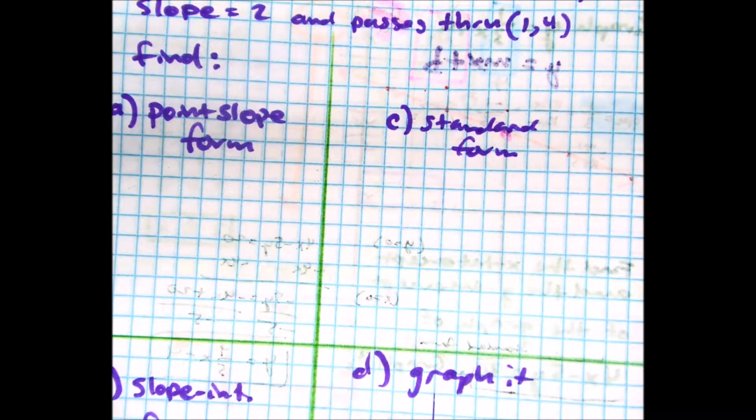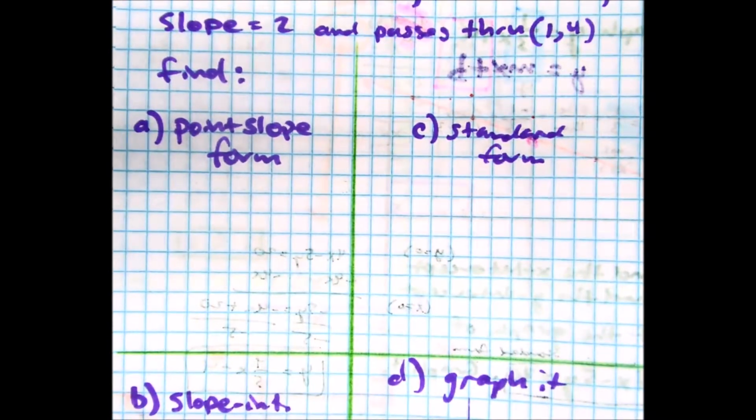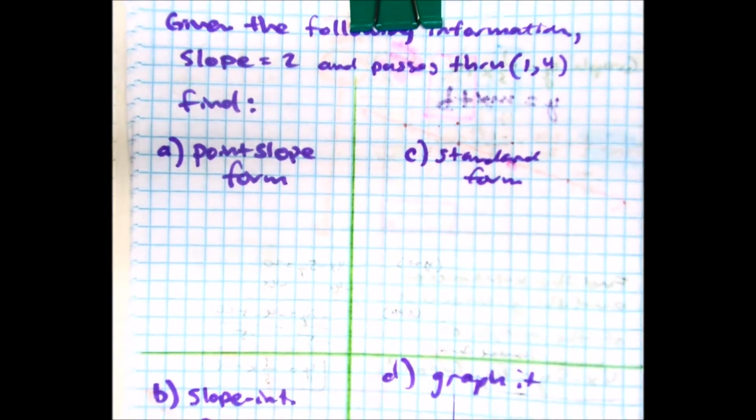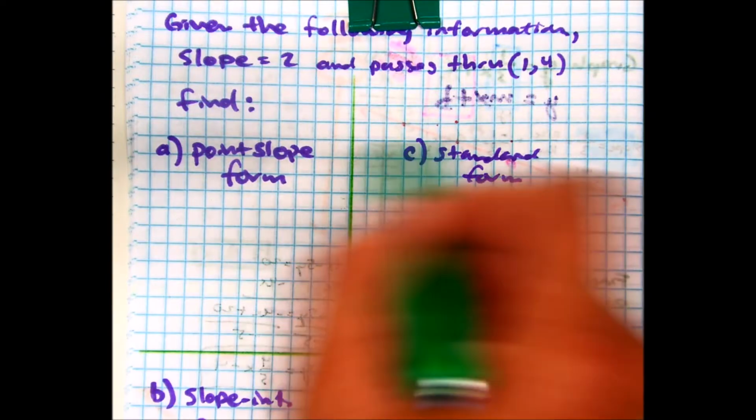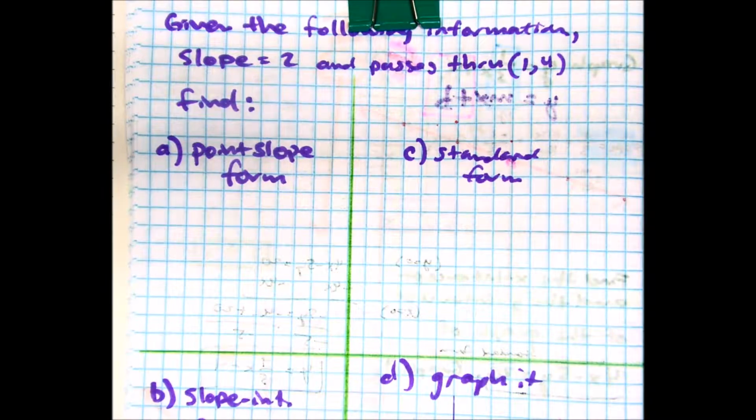Tatiana, which form did you use first? I just graphed it. You graphed it? Yeah, but I'm not even sure. Okay, so if you had to pick one of the forms, which one would you start with? Probably slope-intercept. Okay, question. Did they give you the y-intercept? They gave us a y.